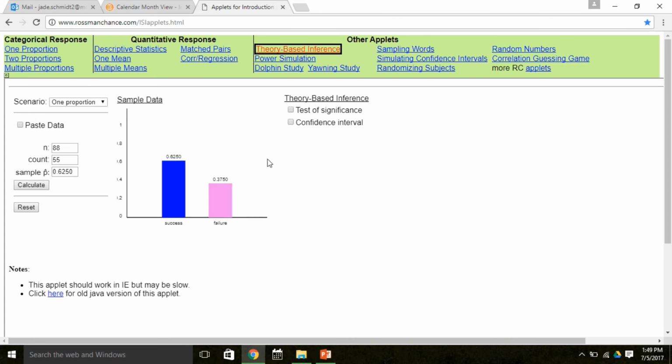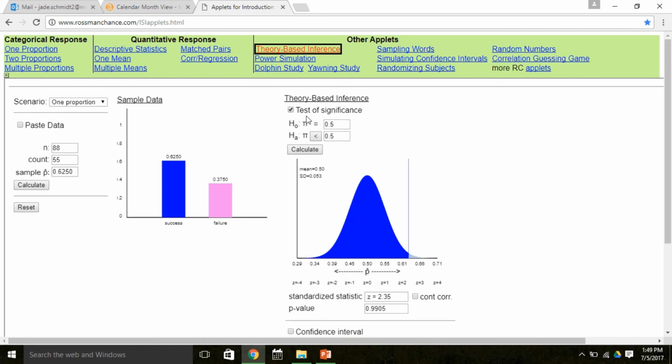Click Calculate. Then we can go to Test of Significance because we're doing a hypothesis test. The null hypothesis again is 0.5. My alternative is a greater than sign, so if I click the sign in the alternative once, it changes to a greater than. If I click again, it changes to two-tailed. Recall we want a greater than. Click Calculate. The dark blue shaded area again is the area of my p-value, the area beyond my standardized statistic, which again is 2.35 with the same p-value as the other applet gave us, 0.0095.